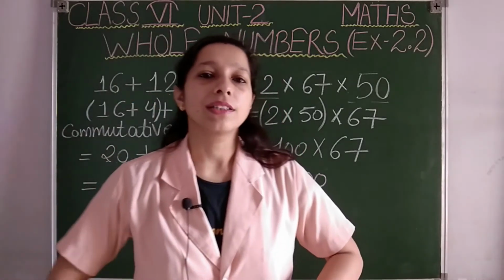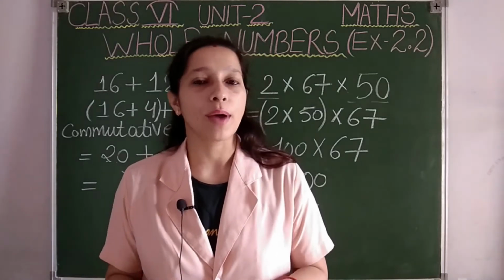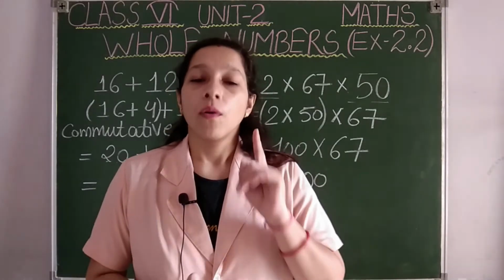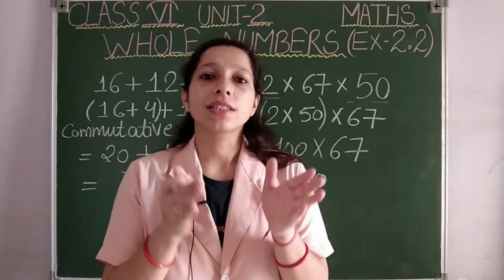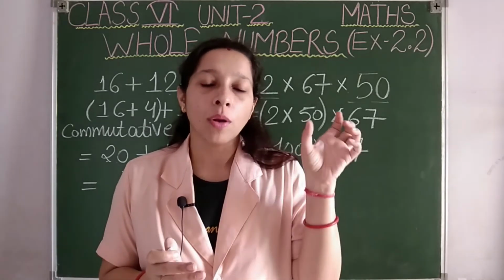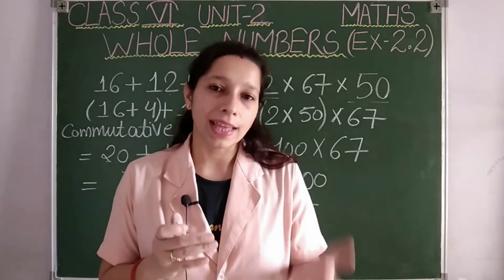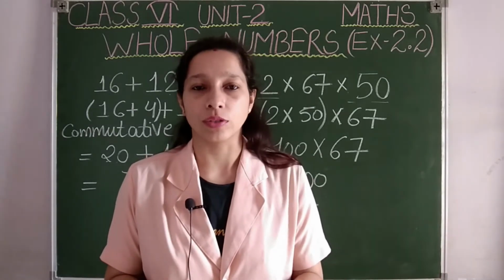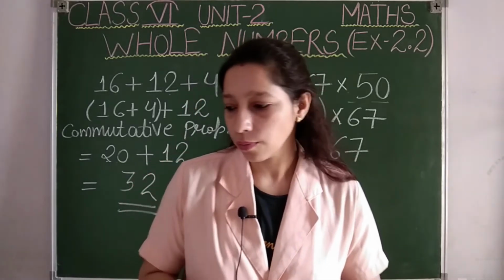So like this, students, you are going to rearrange the given numbers and then you are going to add or multiply. Okay, what thing you have to keep in mind, what logic you are going to use here? Just see the numbers, add or multiply first those numbers which on multiplying or adding will get you zeros at the end, whether it can be 10, 100 or 1000, like that. Clear, students? Now let us see your exercise question. First question.